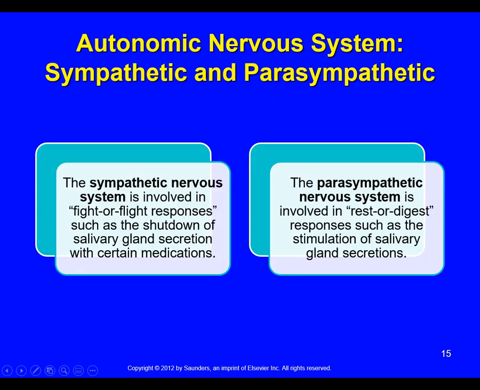Then under the autonomic, we have the sympathetic and parasympathetic. Sympathetic is fight or flight, shuts down salivary glands with certain medications, so xerostomia. And then parasympathetic nervous system is the rest and digest, stimulates salivary gland secretion and aids in digestion.